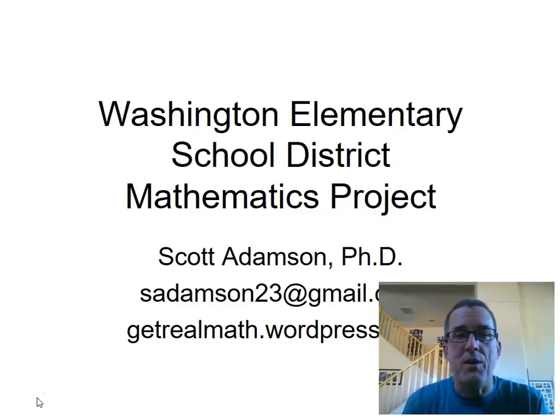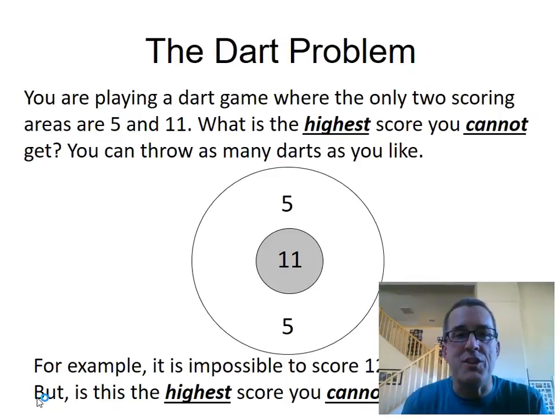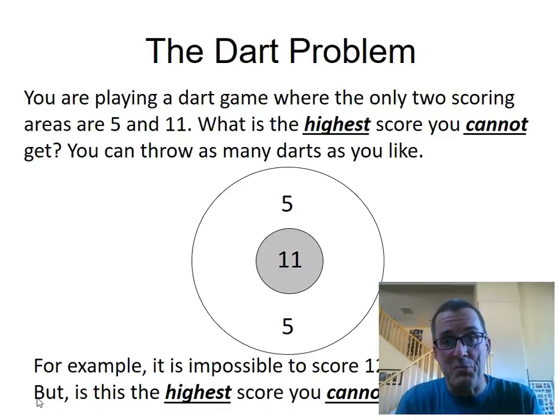And so here's a problem I would like you and your team to engage in, called the dart problem. In this dart problem, you're playing a dart game where the only two scoring areas are 5 and 11. And the question is simply stated, not a simple question, but it's simply stated: what's the highest score you cannot get?